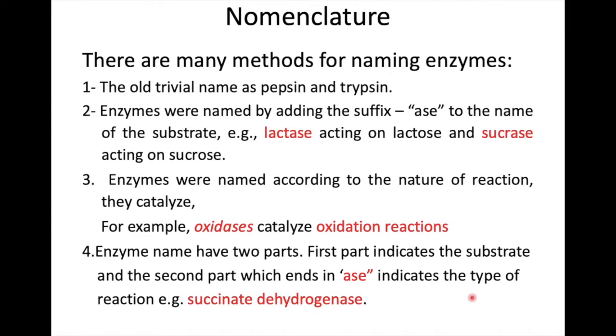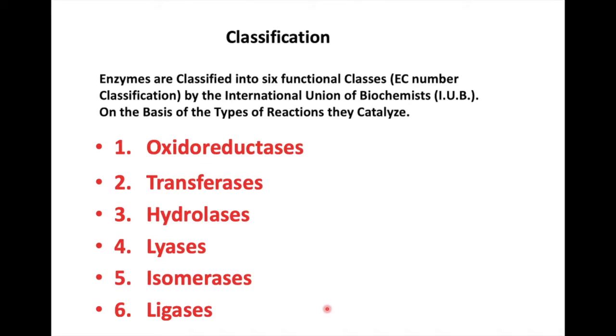For example, suppose the name of the enzyme is succinate dehydrogenase. That means the first part is succinate, indicating that the substrate on which it acts is succinic acid, and the type of reaction is dehydrogenation. This is the old system; then there is the new system of classification.